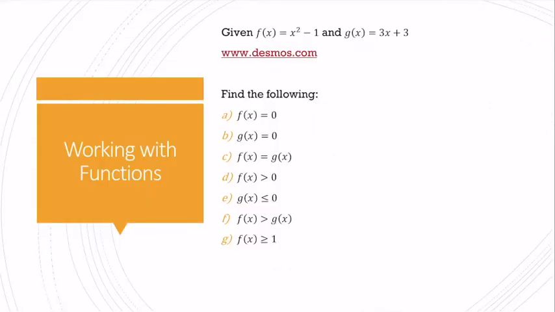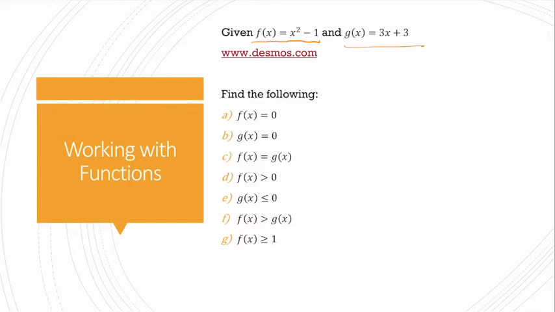So why don't we go ahead and find the following. We're also going to use Desmos to graph this and check our answers. So if I have f of x defined as x squared minus 1 and g of x defined as 3x plus 3, let's find the following.